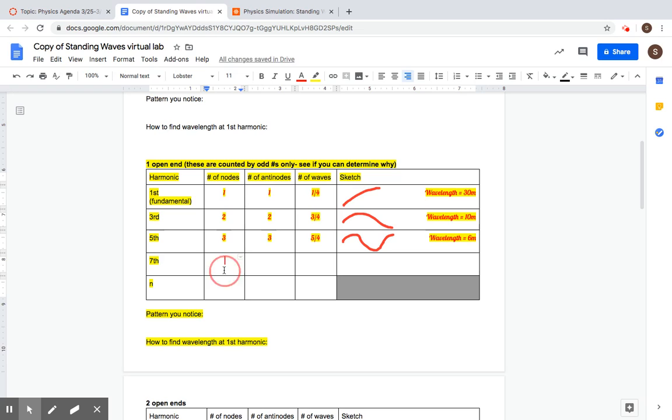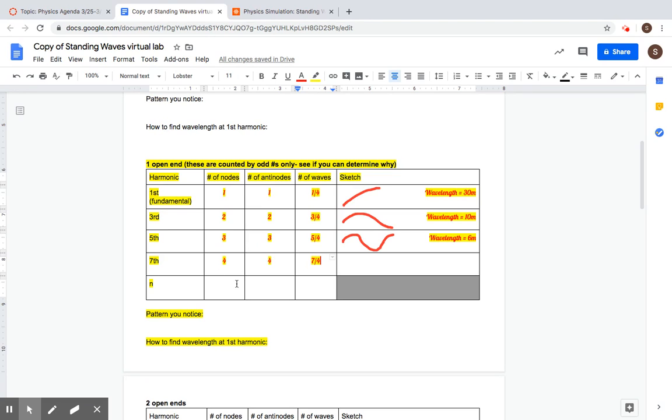Next one, I think you can see a pattern. So it should increase by 1. So I'm going to go to 4, 4. And then do you see a pattern here in terms of number of waves? I go 1/4, 3/4, 5/4. The numerator increases by 2. So we're going to make a prediction that the next one is 7/4, and then let's actually check that.